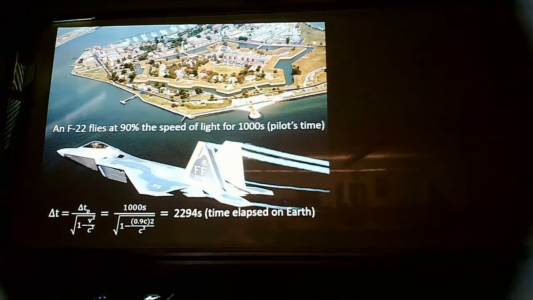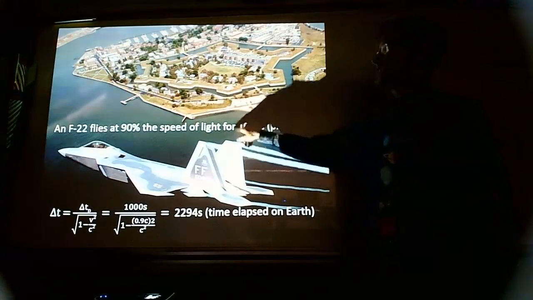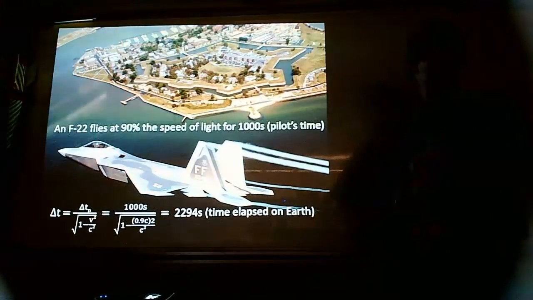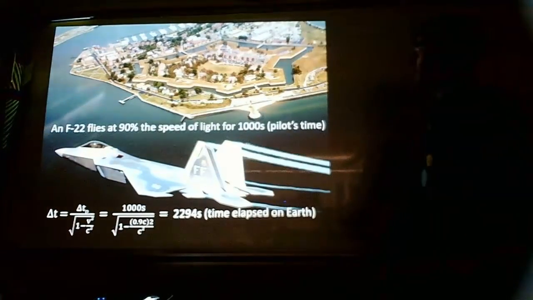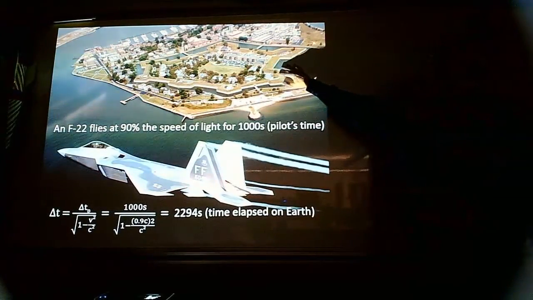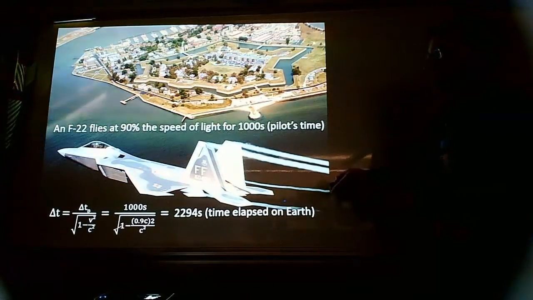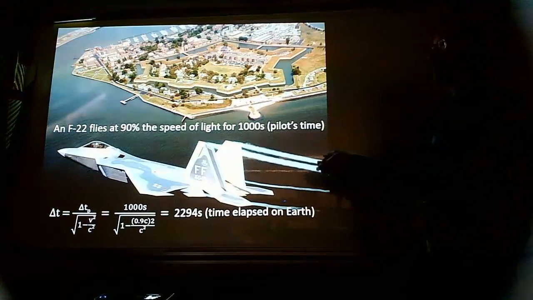So let's go ahead and just take a look. Let's say that the pilot registers 1,000 seconds have elapsed according to his watch. And he's flying at 90% the speed of light. So you can actually figure out how much time has elapsed on the ground. You just plug numbers into this equation here. This change in time with a little p next to it, that means time proper. It's the amount of time that's elapsed for the pilot there.